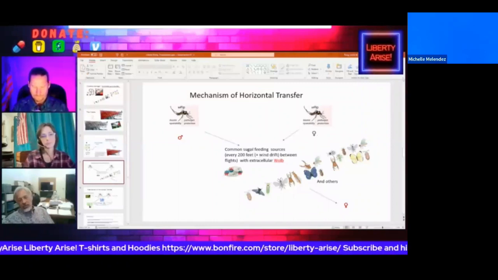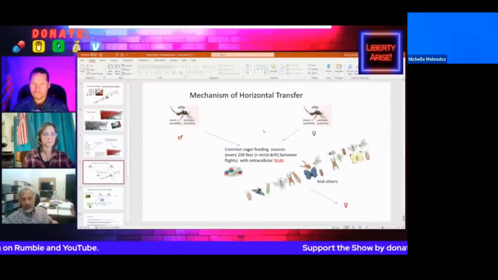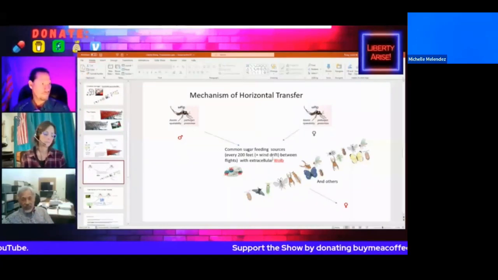One, common sugar feeding source. You mean this guy could spit while he's eating, and this one trying to eat the same sugar source, flowers, nectar, could pick up the spit of him with Wolbachia and get infected? Yep. Okay. Well, that's odd.